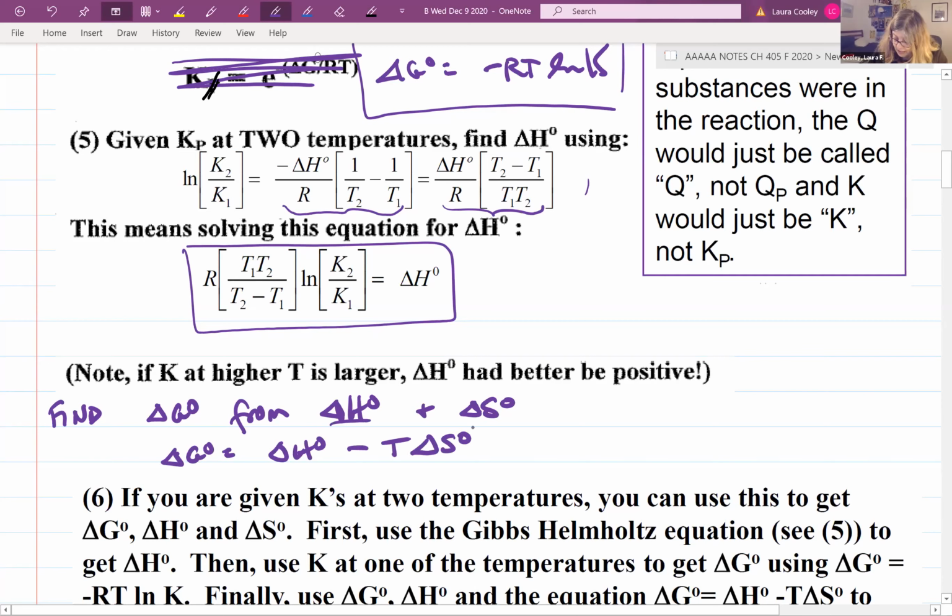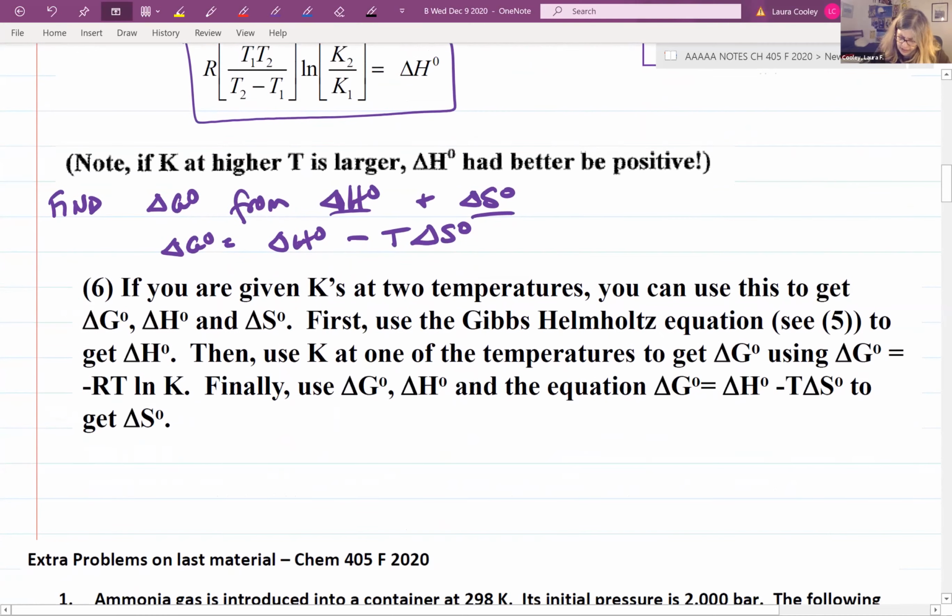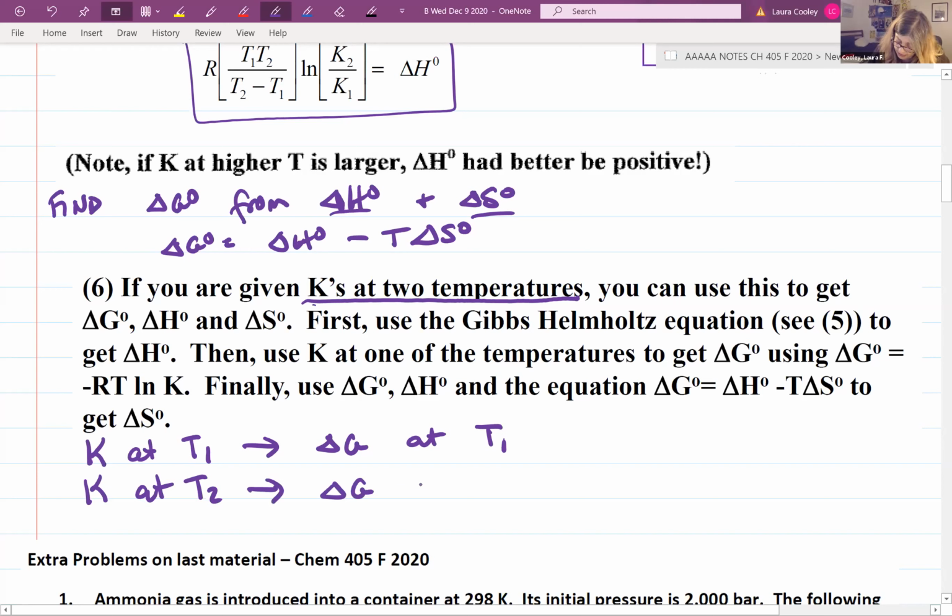So you can be given enthalpies and entropies. And here it shows you that you can have a really interesting kind of summary problem. So if you're given two Ks at two temperatures, you could use the K at the first temperature to get the delta G at that temperature. Then you could also use the K at T2 to get the delta G at the second temperature. Then you could use the log of K2 over K1 equation to give you the delta H.